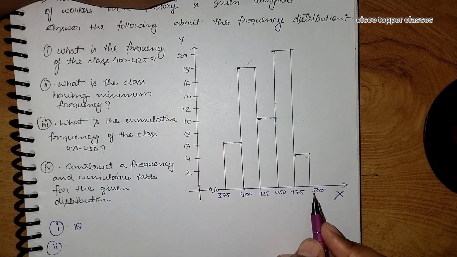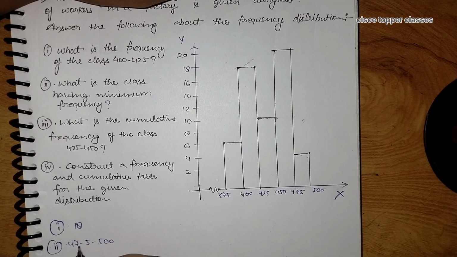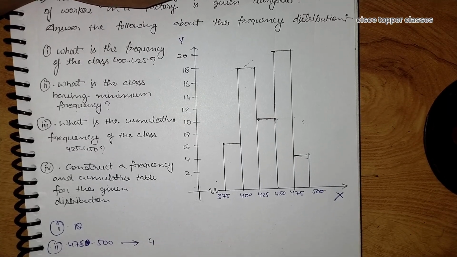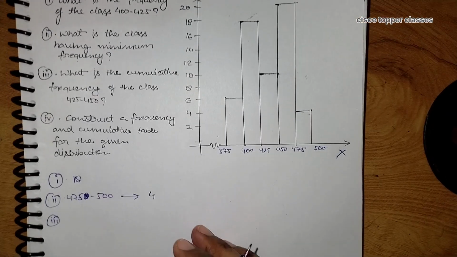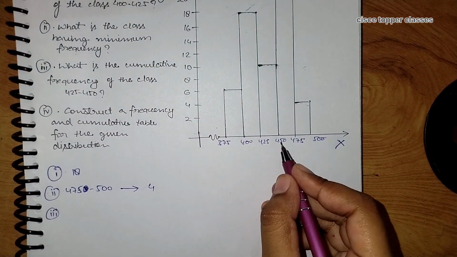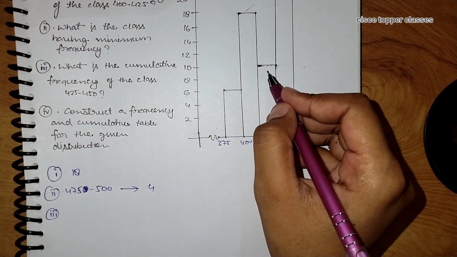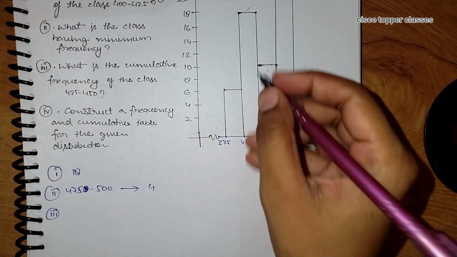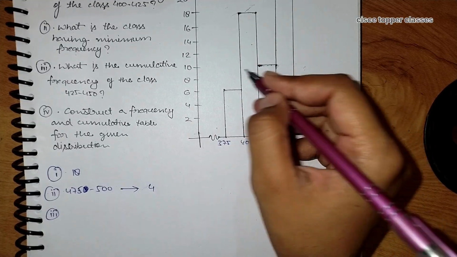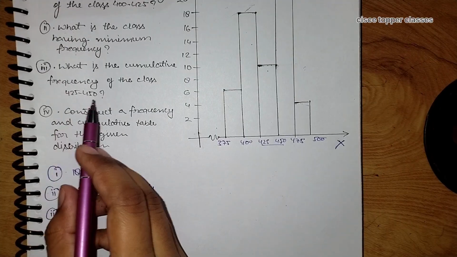So 475 to 500 is the class which has the minimum frequency, as 4. The third part asked here is, we have to tell the cumulative frequency of the class 425 to 450. We know cumulative frequency is the sum of that frequency and the sum of the previous ones. So we can just add 18 plus 6. This will be 24 plus 10, which means 34 is the cumulative frequency of class 425 to 450.